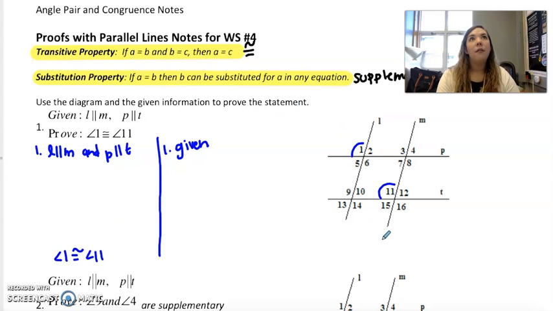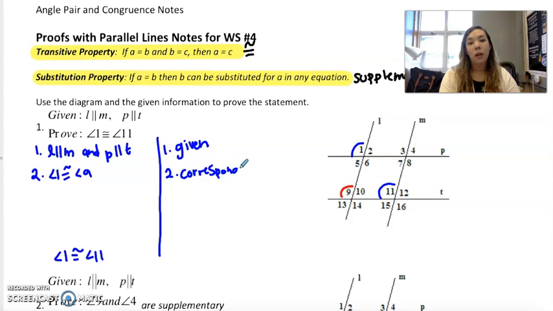So let's think of a middleman I could use, per se, to get 1 and 11 congruent. I know, for example, that 1 and 9 are congruent because they're a corresponding angle pair. And then also I know 9 and 11 would be a corresponding angle pair. So let's make those our next 2 steps of our proof. We'll do one at a time. We'll say angle 1 is congruent to angle 9. And our reason is that they are corresponding angles.